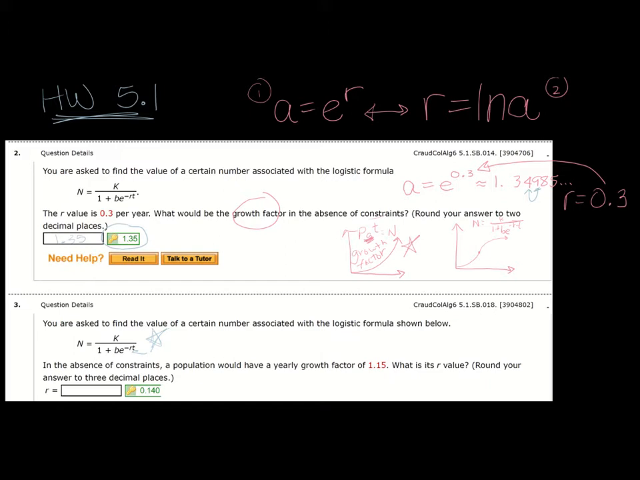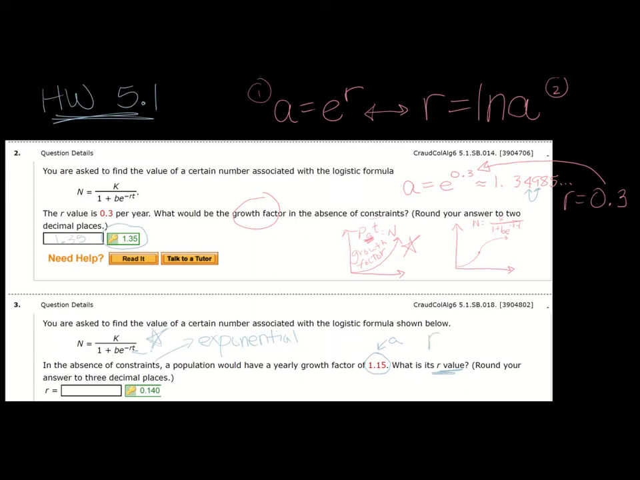They tell us in the absence of constraints, I'm automatically thinking exponential when there are no constraints. Okay, in the absence of constraints, a population would have a yearly growth factor of 1.15. That's my A value from the exponential model. What is the corresponding R value? This time we're rounding to 3 decimal places, okay? You probably have a different growth factor in your own problem, but this is how you would do it with my numbers, okay?